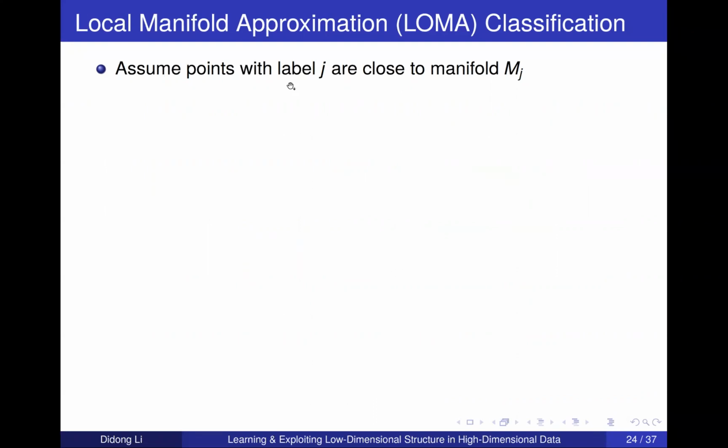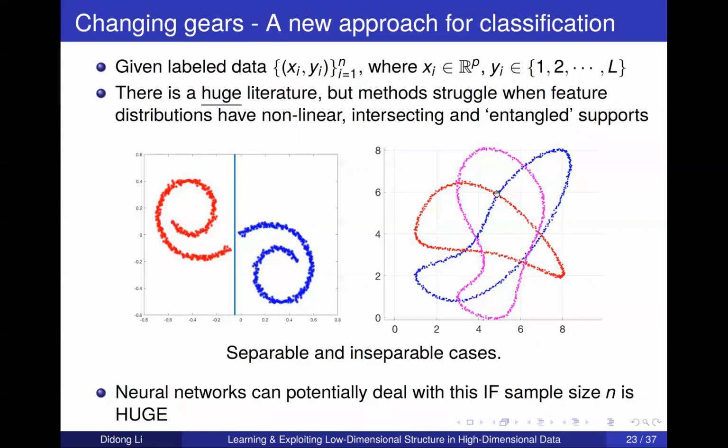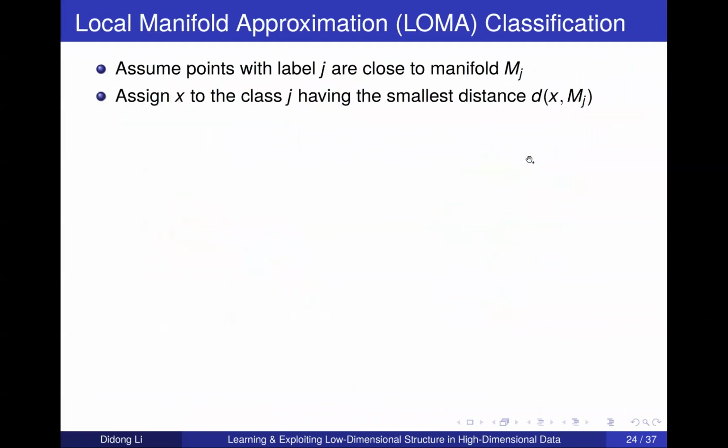Assume points with label j are close to manifold Mj. That means the points with label 1 are close to this red manifold, the points with label 2 are close to this blue manifold, etc. So it's very reasonable to assign x to the class j having the smallest distance between the point and the manifold Mj. Then the problem is that Mj is usually unknown, but we can approximate this Mj.